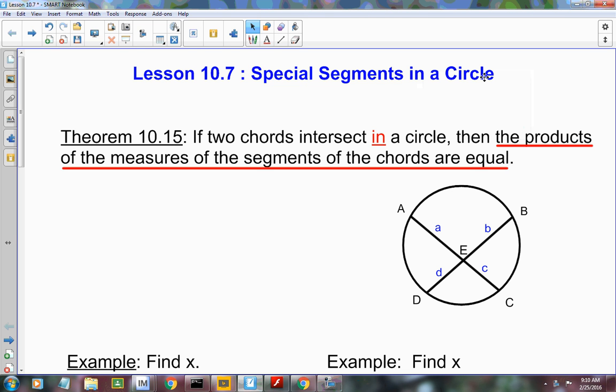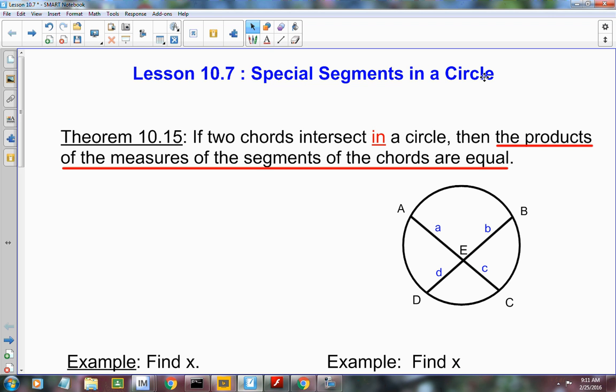Okay, so yesterday we talked about tangents and secants and how they intersect within the circle. They can intersect outside the circle, on the circle, or inside the circle. And what the relationship was between the arcs and the angles, right? That's what we talked about yesterday.